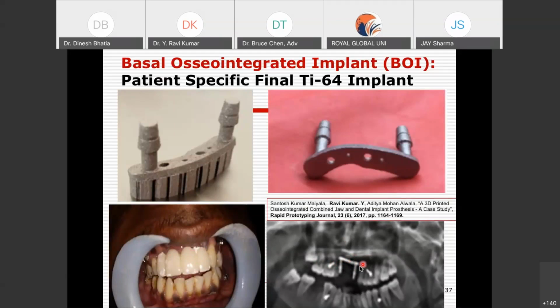But here, we need to come up with an indigenous design and development of this implant. We can see this is an asymmetric fracture. It's not a symmetric fracture. So we need to have an indigenous implant to be designed and then fabricated, so that it can be fixed.